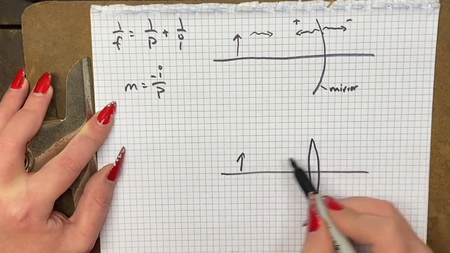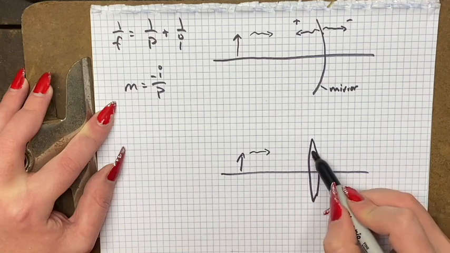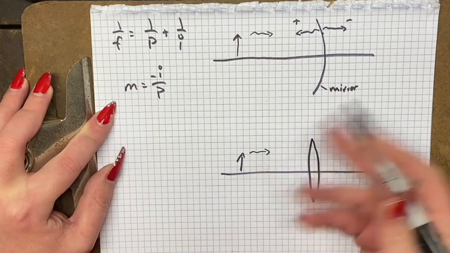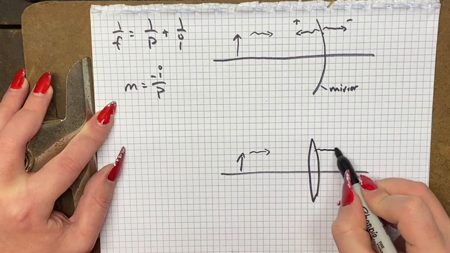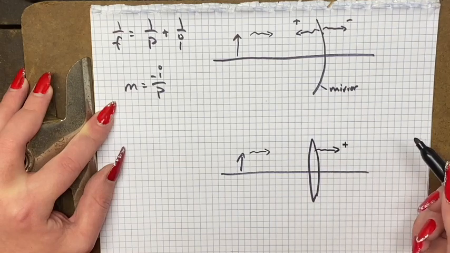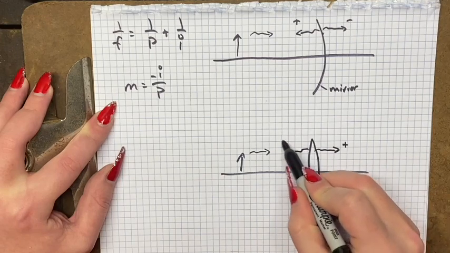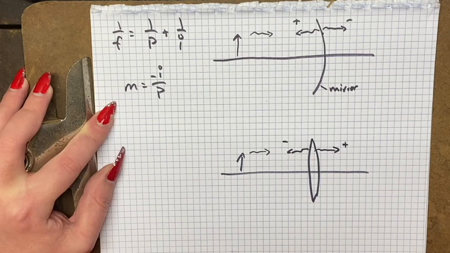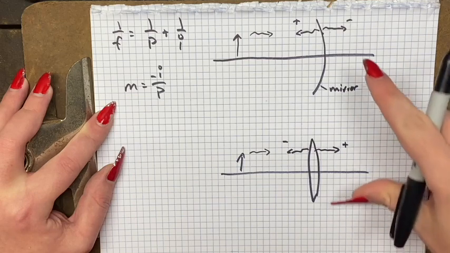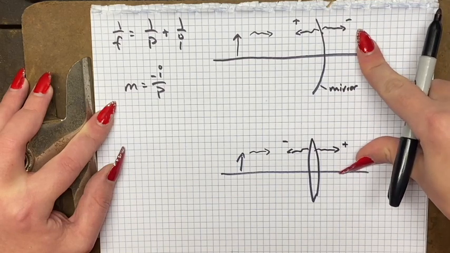When you deal with lenses, if this is our object and the light comes in, what happens when it strikes the lens? It should go through it, right? So the light should transmit through a transparent medium. That makes anything on this side positive, and anything on this side will end up being negative. So that's all you really need to do to keep lenses and mirrors separate.